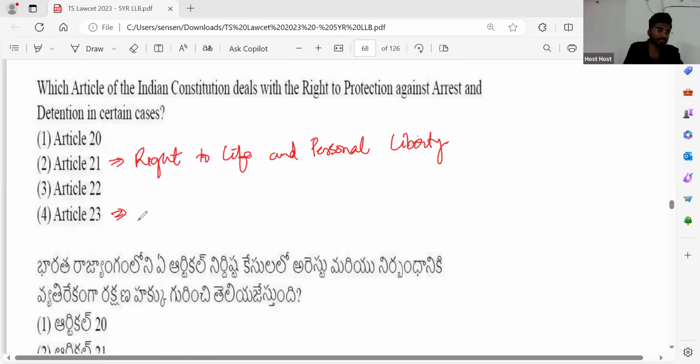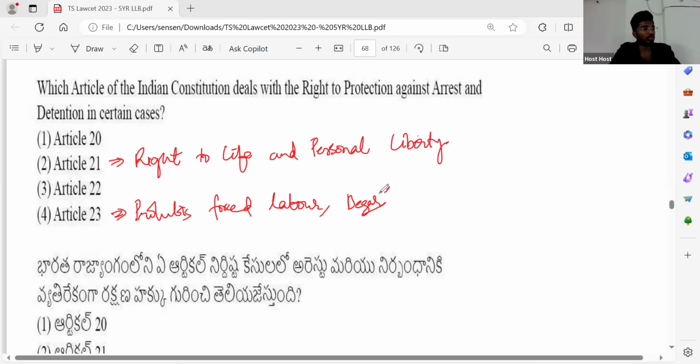And 23 and 24, both of them fall under rights against exploitation. And 23 prohibits forced labor, begar, right? So begar is forced labor, slavery. All of these things are not allowed according to Article 23. What is 24? Prohibition of child labor. Okay.